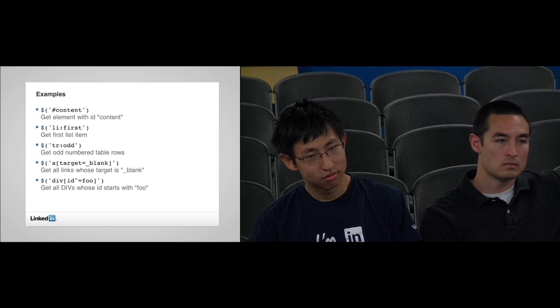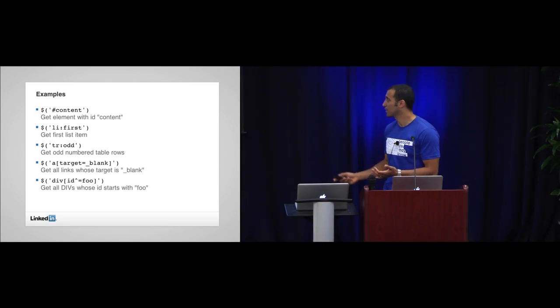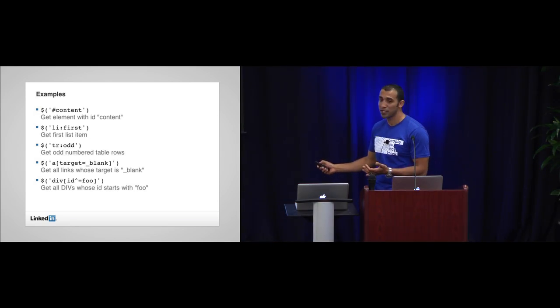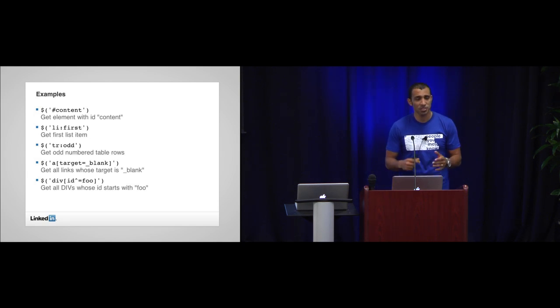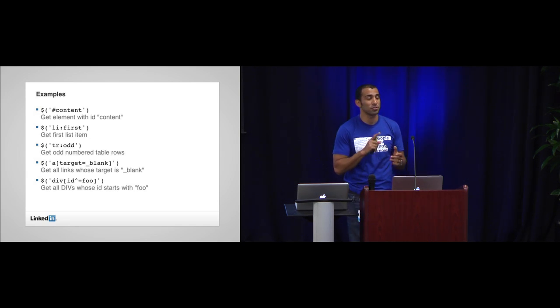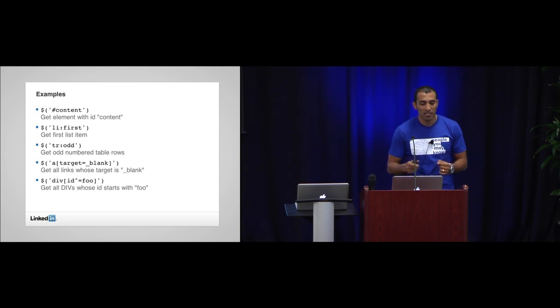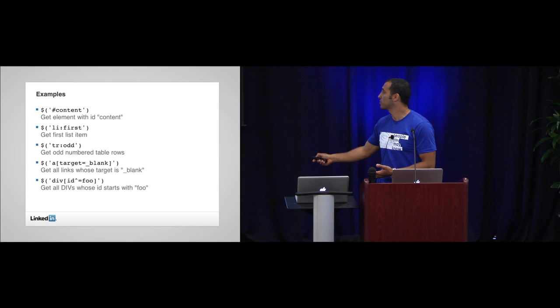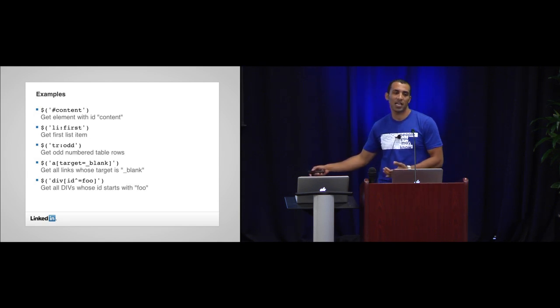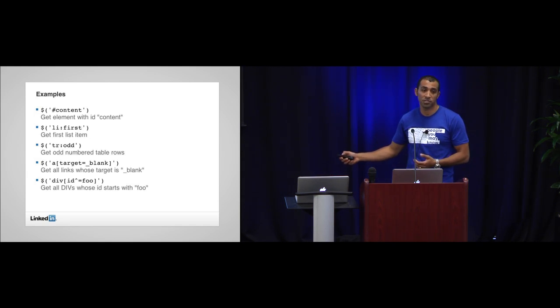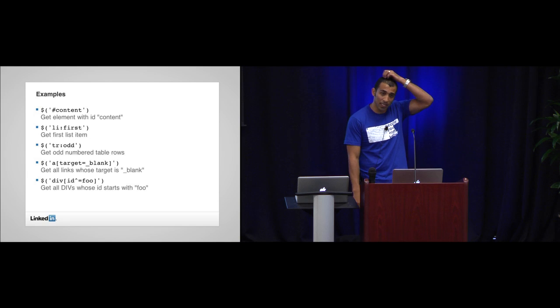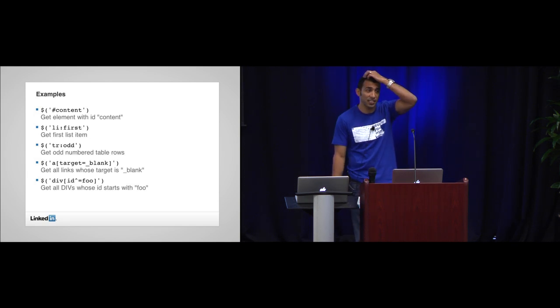Okay, pseudo selector is basically, well, actually, as an example, this one right over here, which is going to grab all the LIs, and from there just takes the first one. Or things like get all links whose target is blank, get odd number table rows, get all divs whose ID starts with foo. It does an actual regular expression matching inside of your selectors. Not all libraries do that. jQuery shines in it. It's good, it's fast, it's optimized, it's cached.